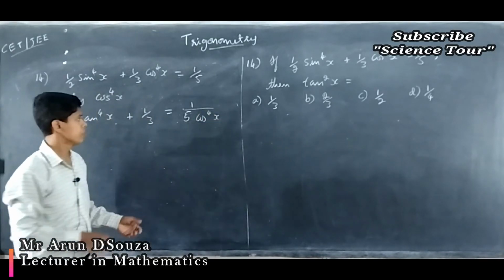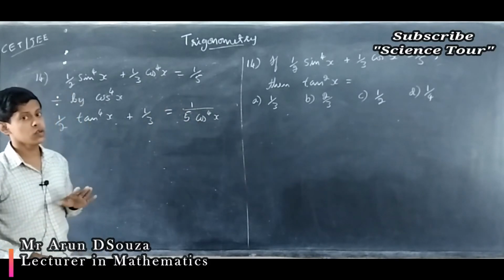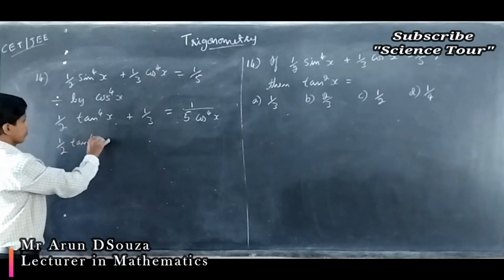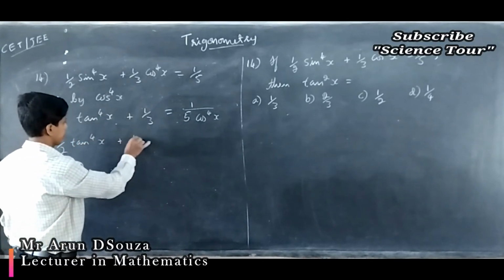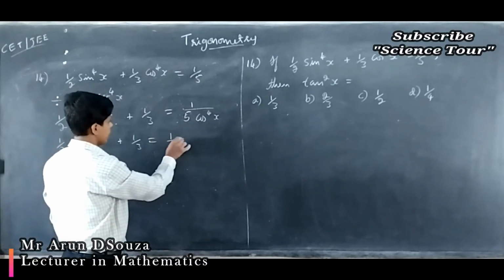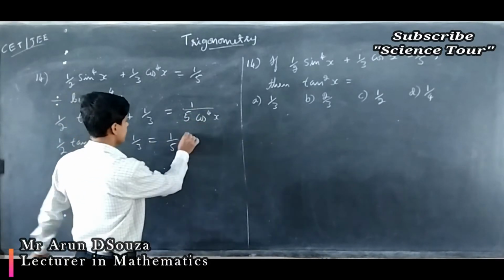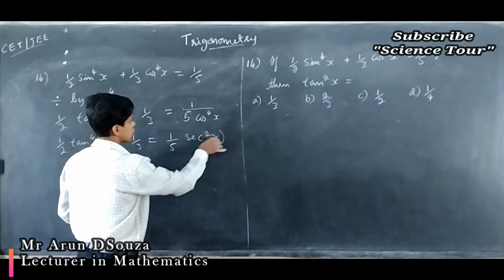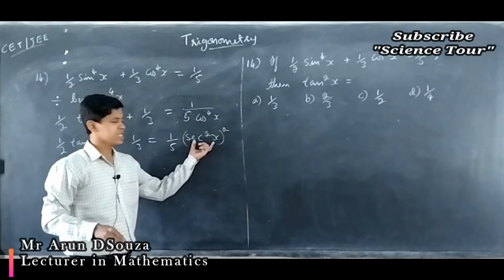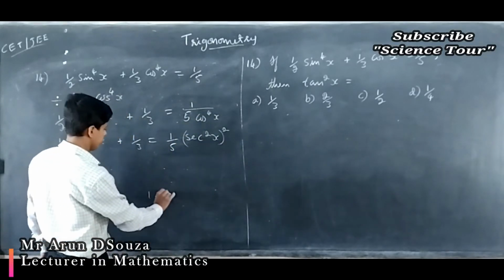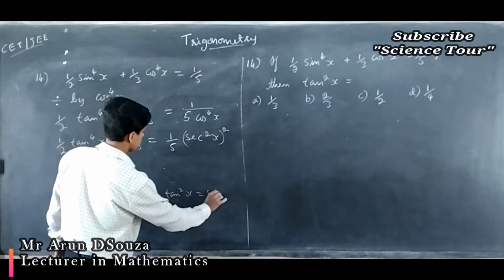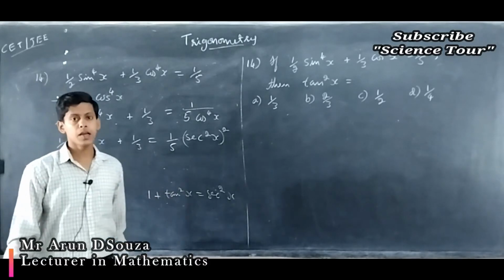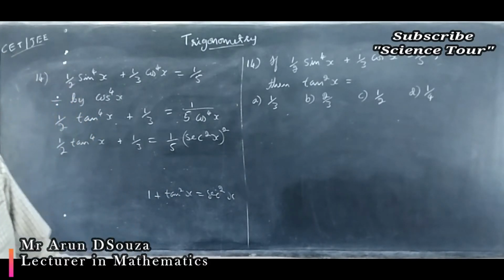Now we don't need this cos, we have to convert that to tan. Let's see how we can do that. So this is half, and here 1 by 5. Look at this, 1 by cos is secant, correct? So this is secant, and that can be written as secant square the whole square. Now what is secant square? You know this formula, 1 plus tan square is equal to secant square x. So secant square can be replaced by 1 plus tan square. So let's do that.